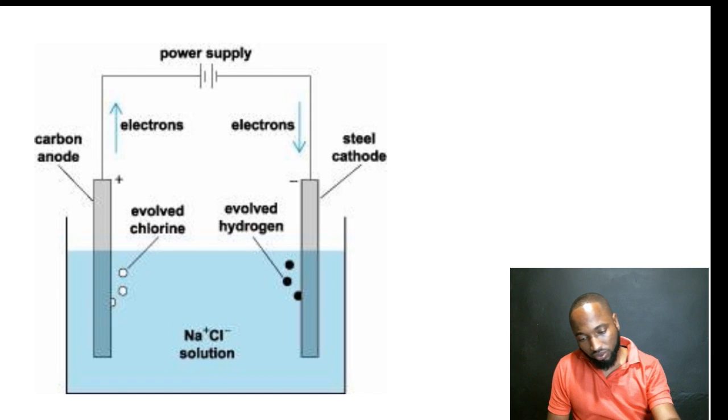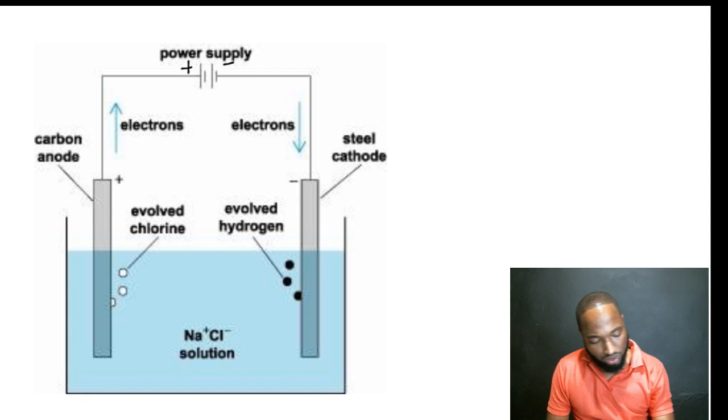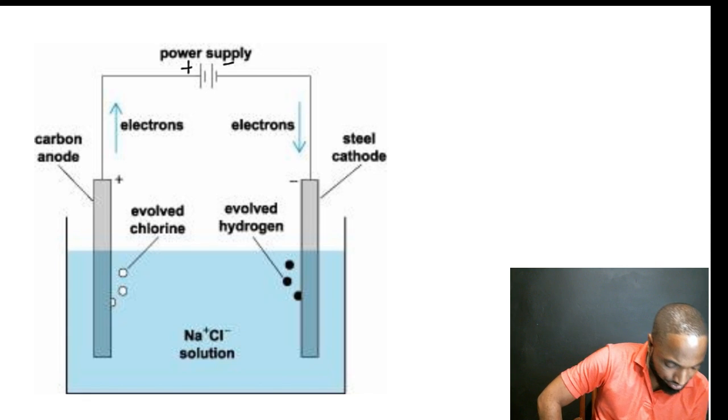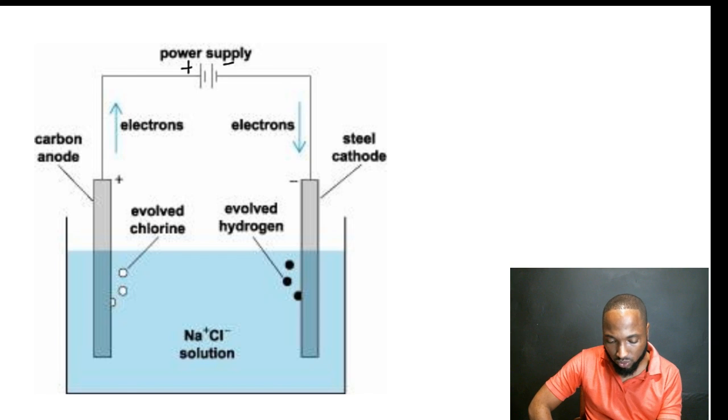You should know, if it wasn't told to you, the long side here is positive and the short side is negative. Long side positive, short side negative, right? So the anode is the side where the negative ions go to.